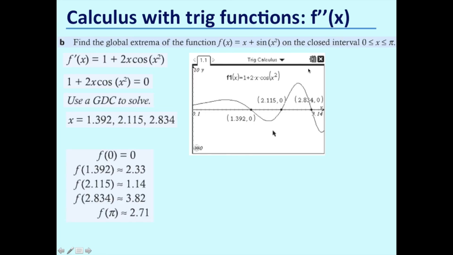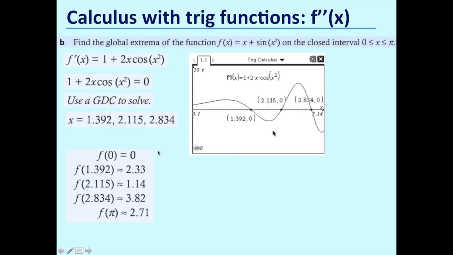We can then find the output or the y-coordinate of those values by substituting these values into our original function here, which will yield these 3 respective values. However, because we're asked to find the global extrema, we not only need to consider the relative maxima and minima, but also the largest and smallest value within the range. So if we take the smallest value, which is f of 0, we get a value of 0, and the largest value, pi, if we take f of pi, we get 2.71.